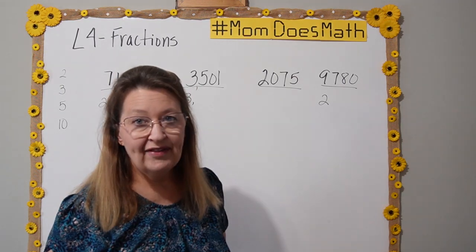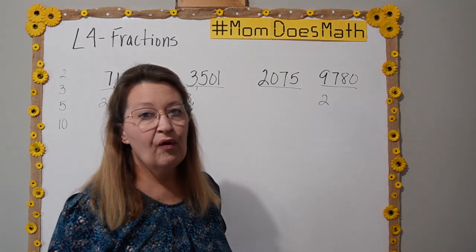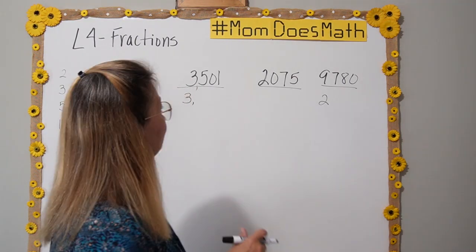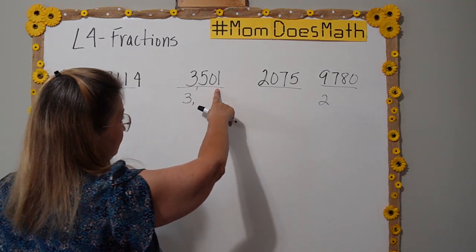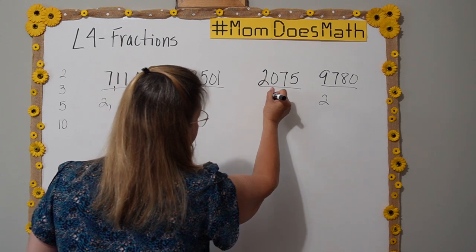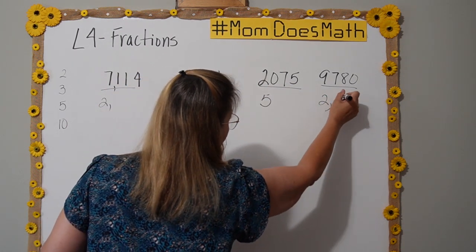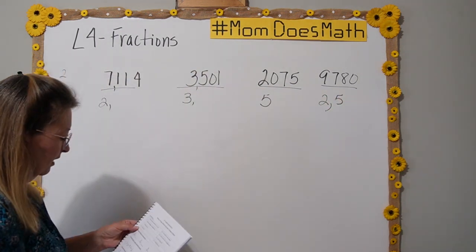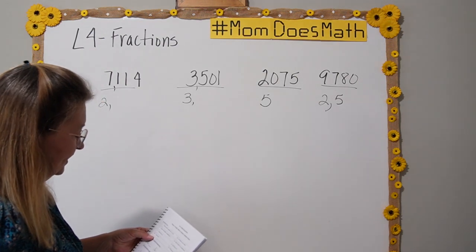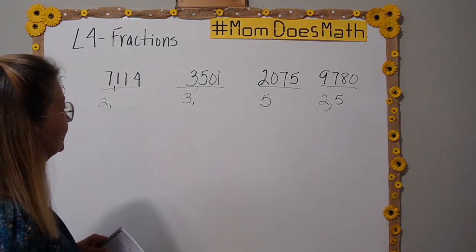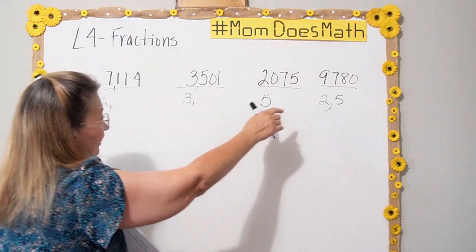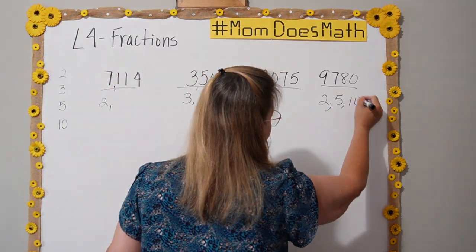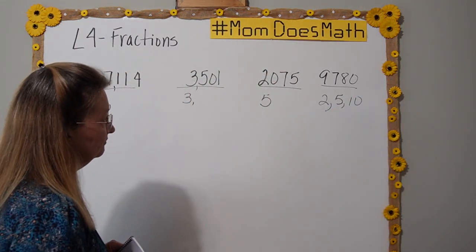Now for 5, that's pretty easy. If it ends in a 0 or a 5, it's a multiple of 5. So let's go. This is not 0 or 5. This is not 0 or 5. This one is. And this one is, okay? Then the last thing is 10. If it ends in a 0, it's divisible by 10. Well, the only one up here that's divisible by 10 is 9780, okay?